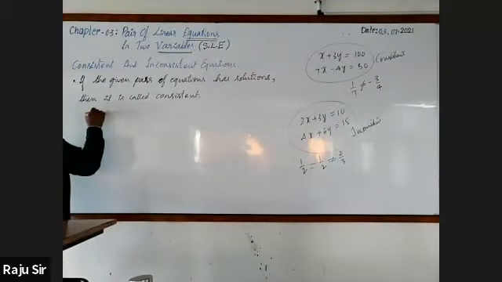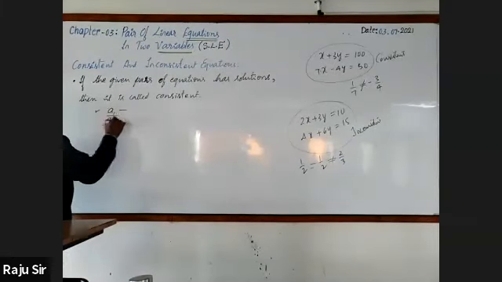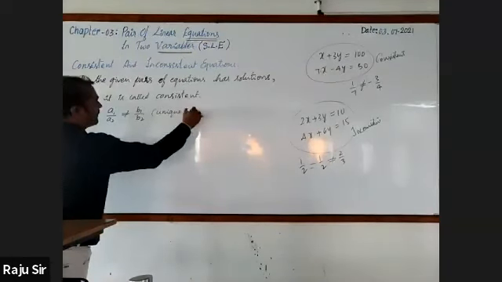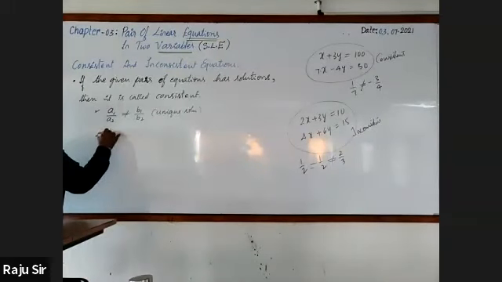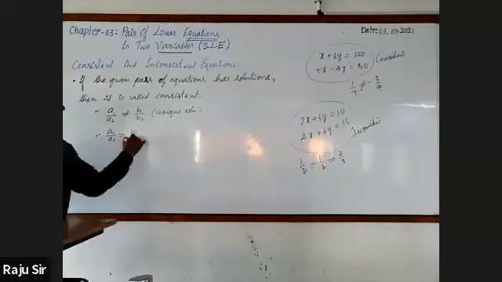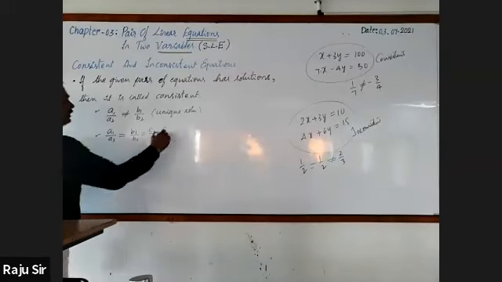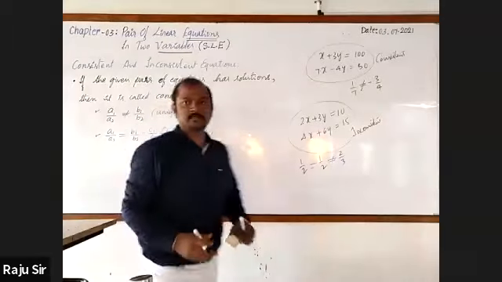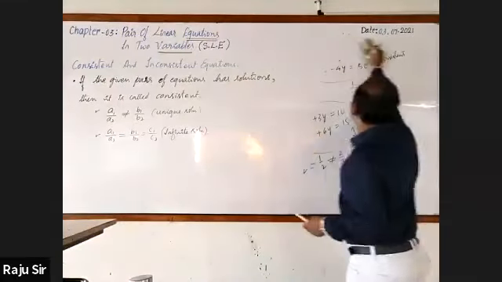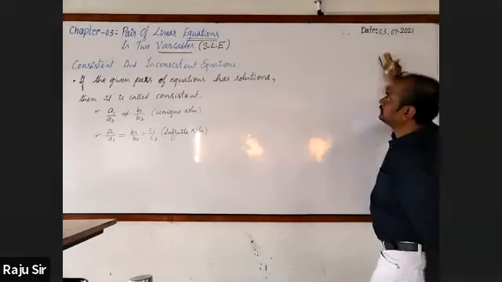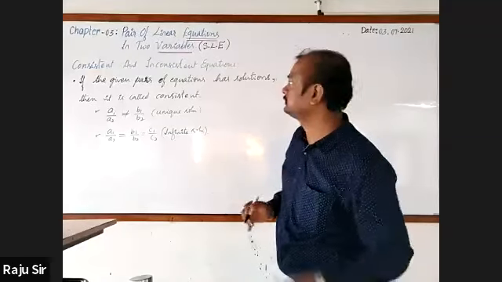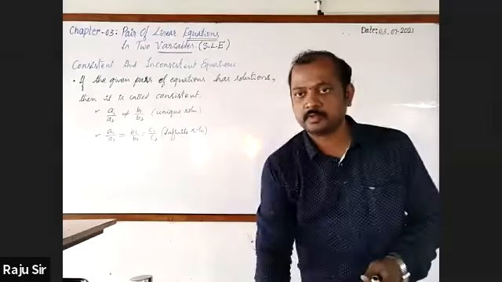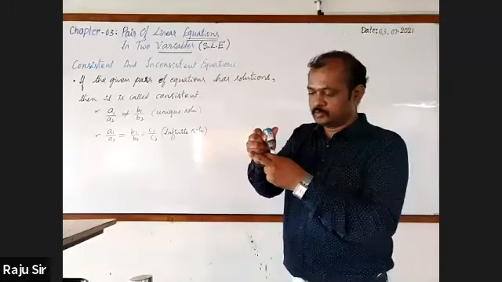You can write the conditions for both. A1 by A2 is not equal to B1 by B2: the unique solution. Second one, A1 by A2 is equal to B1 by B2 is equal to C1 by C2: it is infinite solutions. If any one of these two conditions holds, then you can say that the given equations are consistent. Otherwise, it is inconsistent. Hope you have copied.